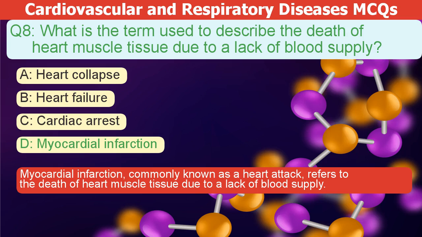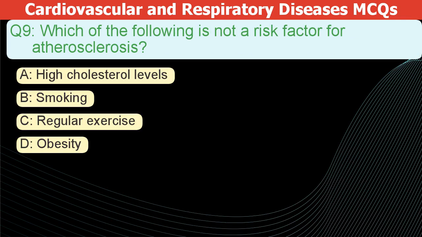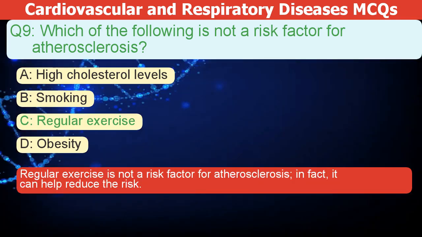Which of the following is not a risk factor for atherosclerosis? A. High cholesterol levels. B. Smoking. C. Regular exercise. D. Obesity. The correct answer is C. Regular exercise is not a risk factor for atherosclerosis. In fact, it can help reduce the risk.